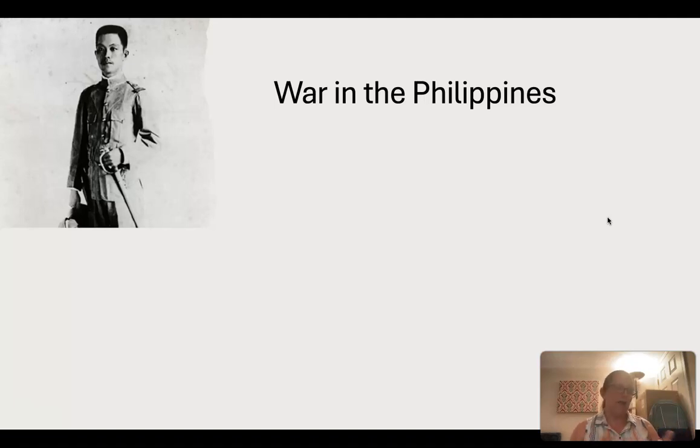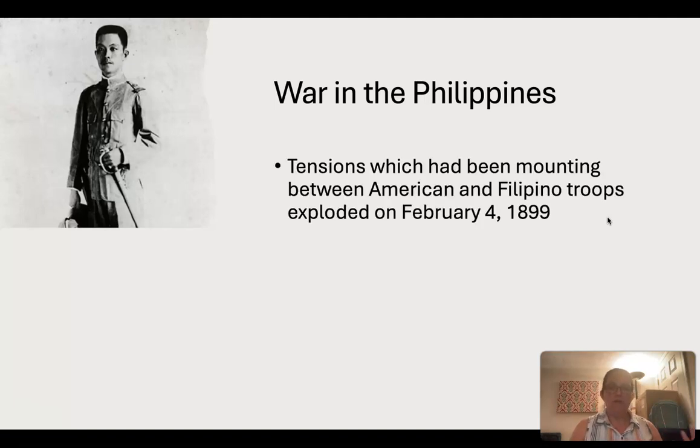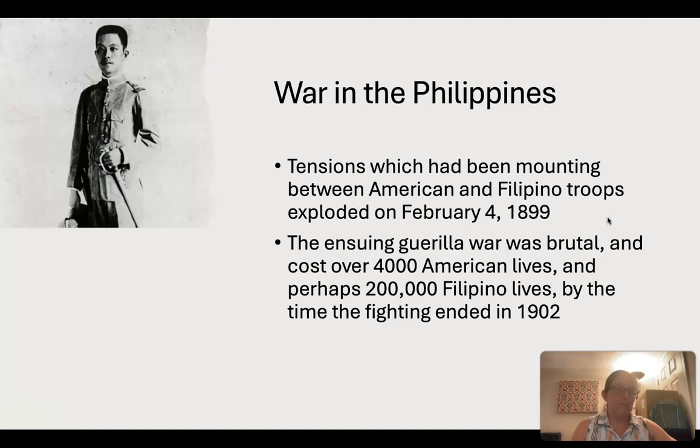And U.S. troops are fighting alongside Aguinaldo's forces initially. But once it becomes clear that the Americans have no intention of withdrawing after they have won the war against Spain, tensions begin to mount. And things begin to explode in February of 1899. Pretty quickly, there is a new war developing. And the ensuing war in the Philippines really ended up becoming dominated by guerrilla warfare.